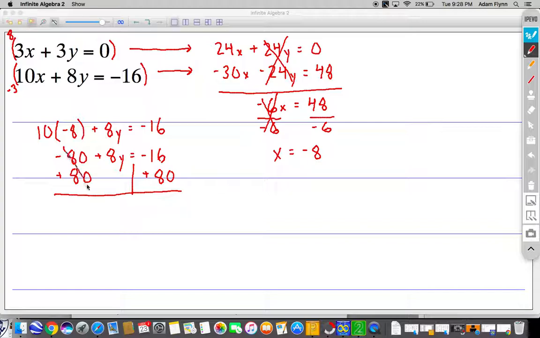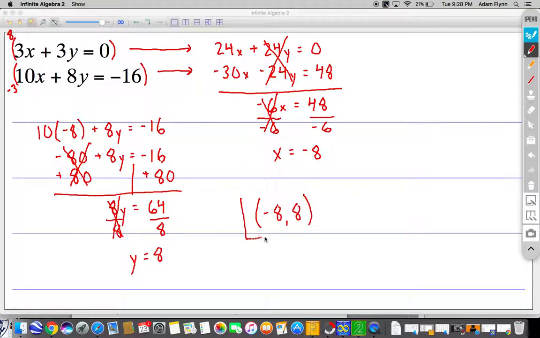When I do that, -80 plus 80 cancels. So I have 8y equals -16 plus 80, which will be 64. So I'll divide both sides by 8. 8s will cancel. So I get y equals 64 divided by 8, which will be 8. So these two lines cross at the point -8, 8.